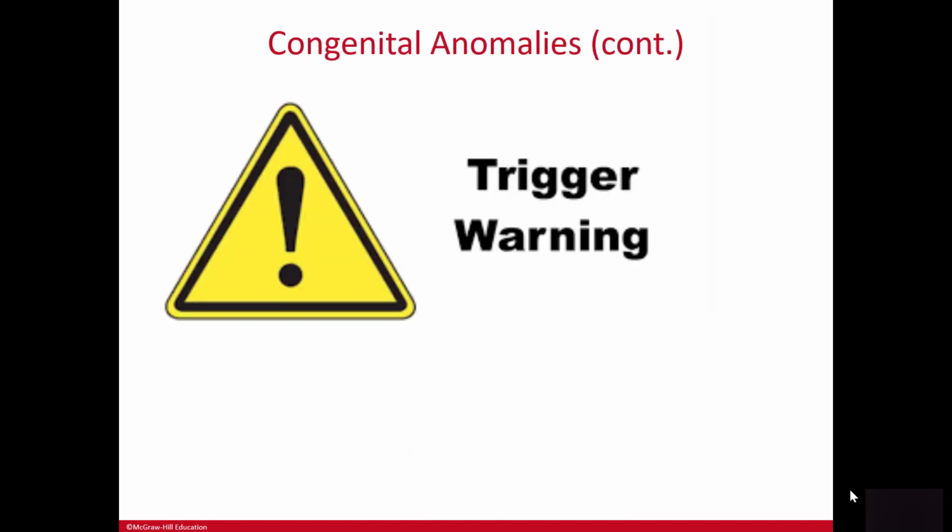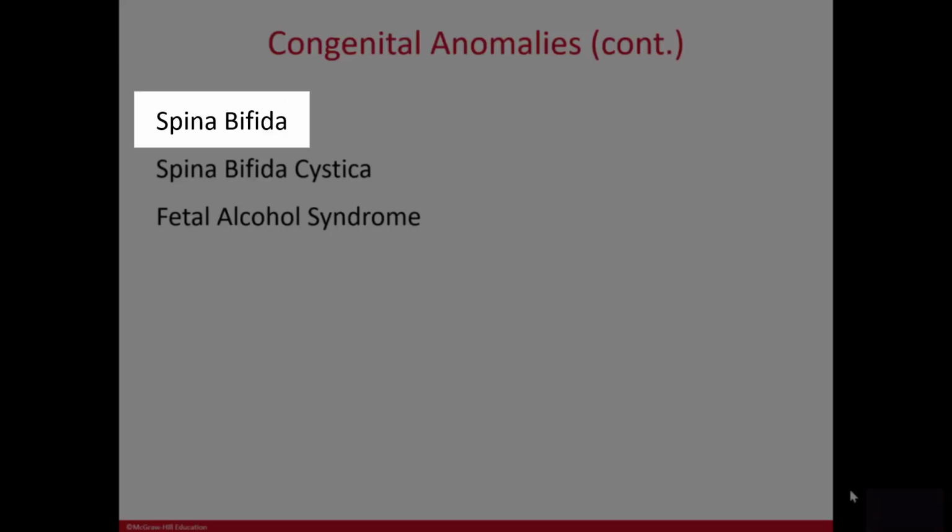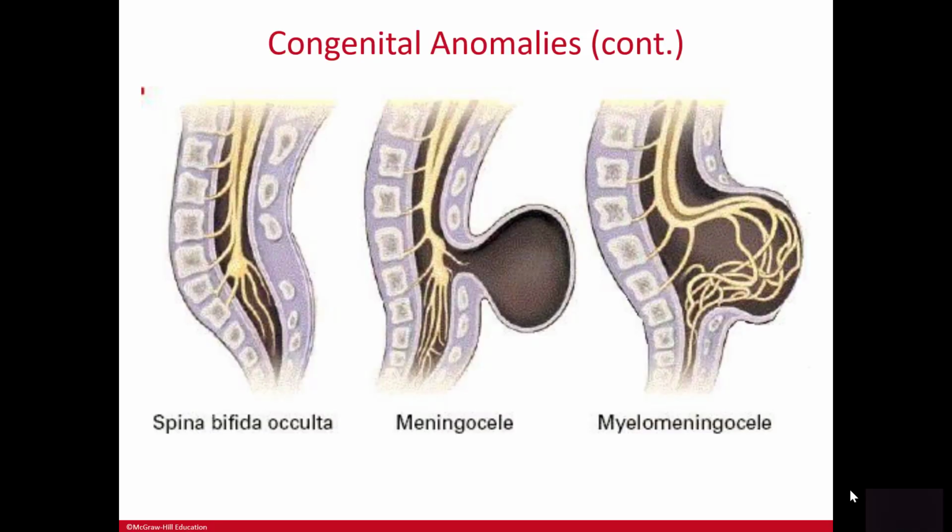Another trigger warning here for some possibly disturbing images. Spina bifida occurs in the lumbar and sacral regions of the spinal cord when there is a malformation of the vertebral arch and spinal cord during fetal development.